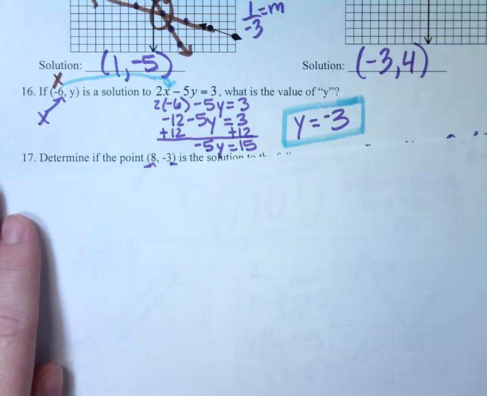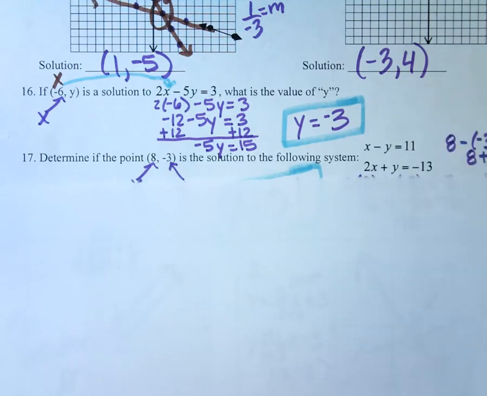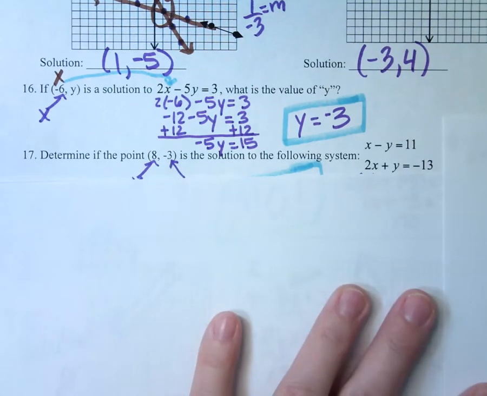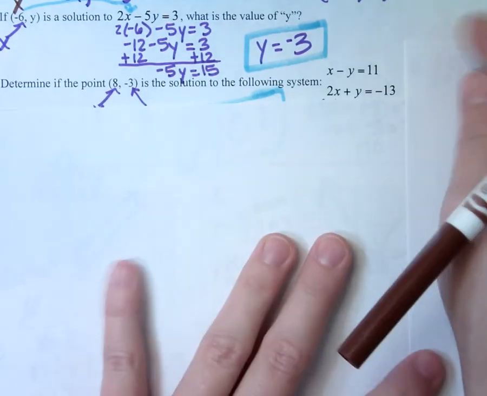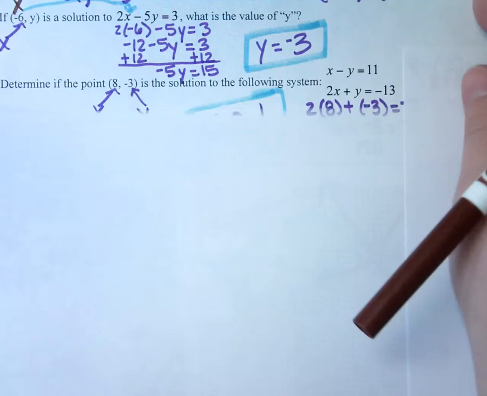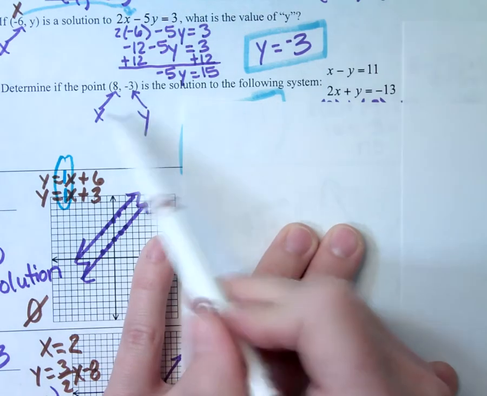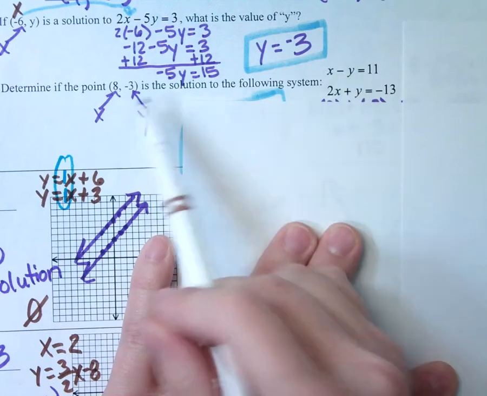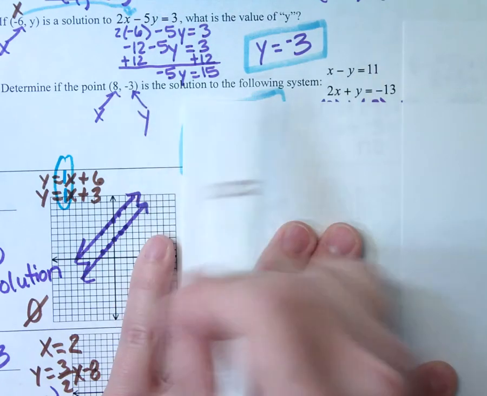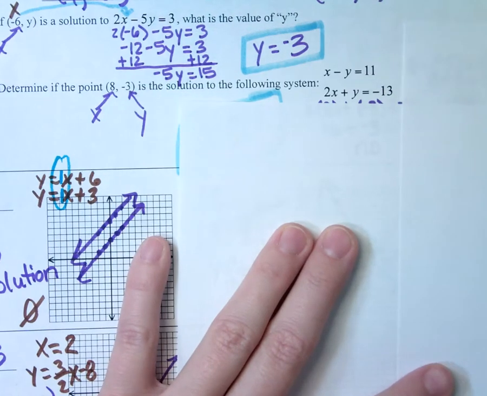Okay, number 17, it wants to know if the point (8, -3) is a solution to this system over here. So if I want to know if it's a solution, one of the easiest ways to do it is just to plug it in. I don't want to show you all my answers. Hang on. Okay, the 8 is the x-coordinate, the -3 is the y-coordinate. So I plug 8 into that x, I plug -3 into that y, and I see if I get two true statements.